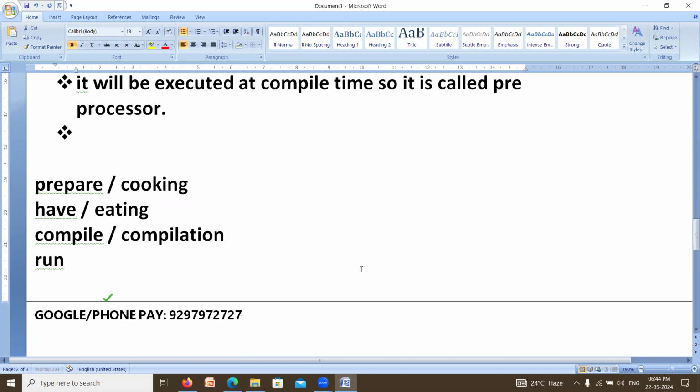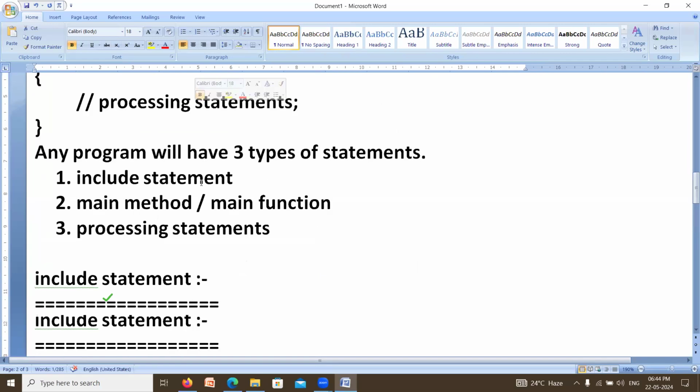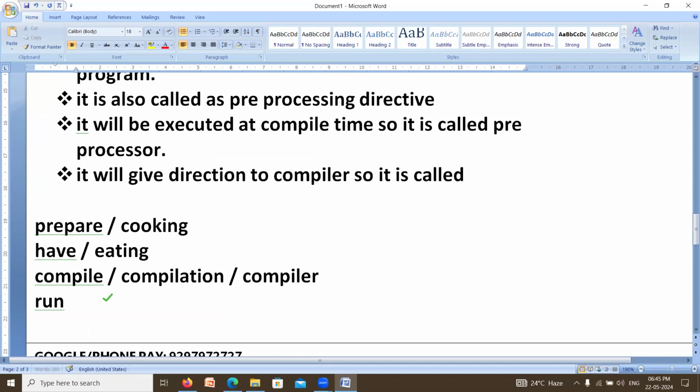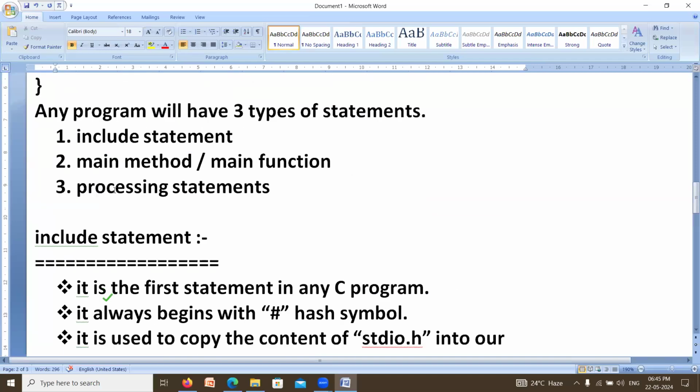Why is it called a directive? The compilation is done by a software called the compiler. Compiler is a software, compilation is a task, and we do this task using the compiler software. So this line, hash include stdio.h, gives direction to the compiler. So it is called a directive. That is about the include statement.